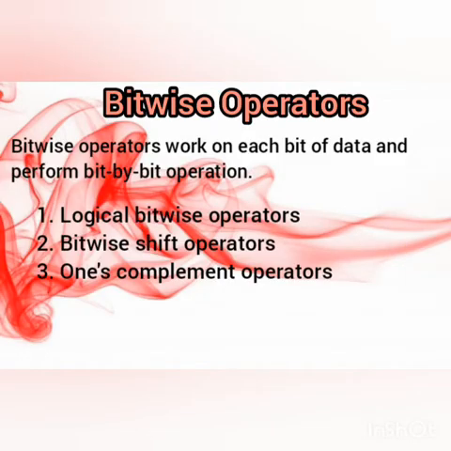Next one is bitwise operators. Bitwise operators work on each bit of data and perform bit by bit operation. In C++, there are three kinds of bitwise operators. They are logical bitwise operators, bitwise shift operators, and ones complement operators. Now, let's discuss all these three types.